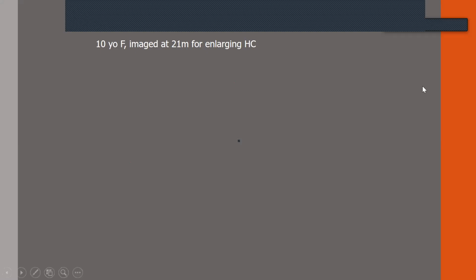This first case is a 10-year-old girl who was initially referred for an MRI because she had an enlarging head circumference. And everyone before this MRI was thinking, oh, this is definitely hydrocephalus. It's got to be some obstructive pathology. So she went ahead and got her MRI, which you can go to the next slide, Kelly.